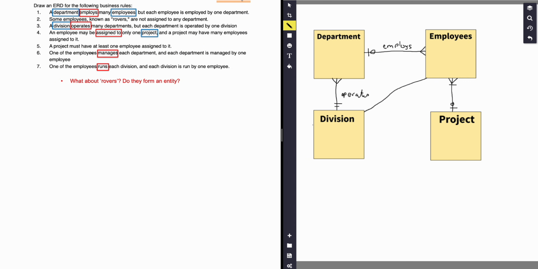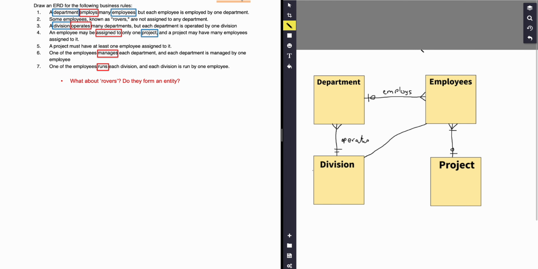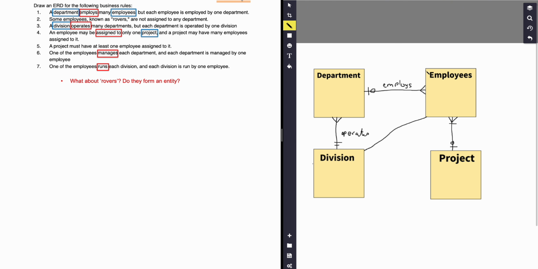So one of the employees manages each department. So one of the employees manages each department. So that's another relationship that exists there. Manages each department. And each department is managed by only one employee. So that's another relationship that can exist there. Okay, but for now we'll leave that.